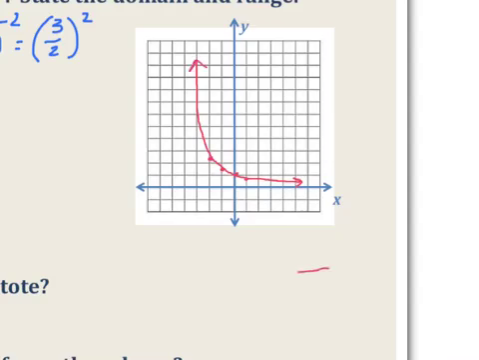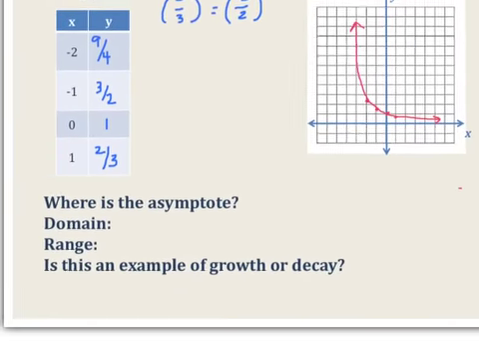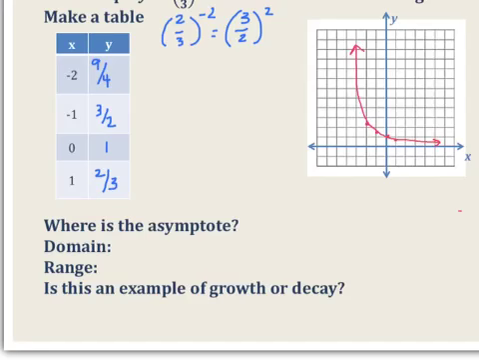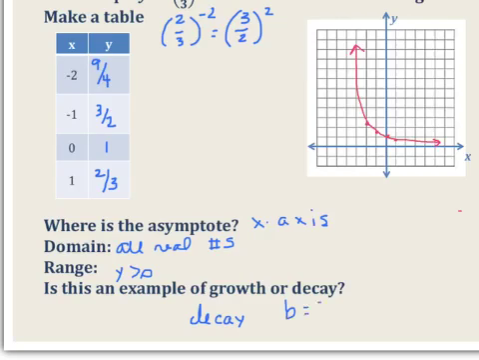And let's talk domain and range. And the asymptote, I just gave that away to you. That is the x-axis. Remember, that's a line you can't touch. It just shows you where you can't go, kind of like an electric fence for a dog. Your domain, all real numbers, that's nothing new. Your range, y greater than 0. And this is an example of decay. If you go back and look at your original problem, b is equal to 2/3, and that's between 0 and 1.